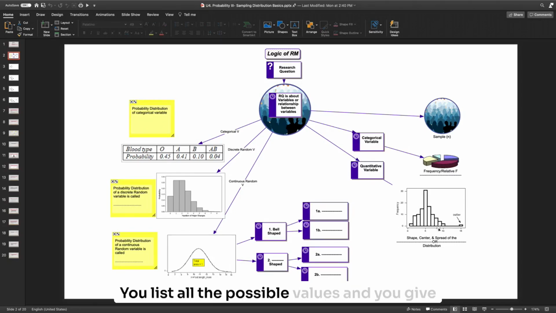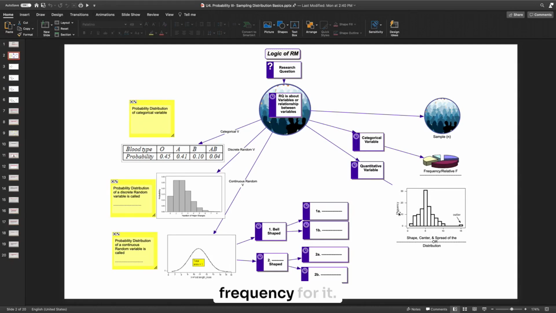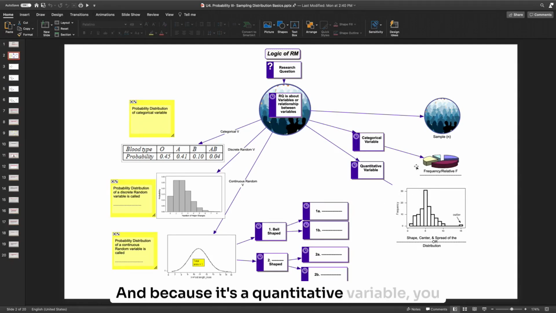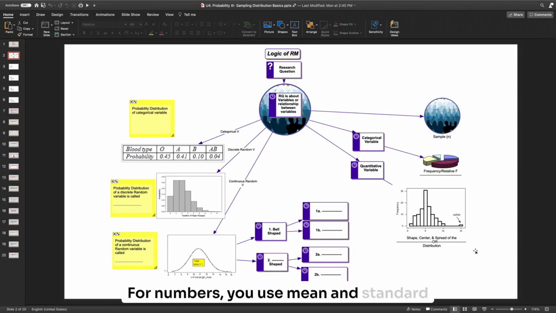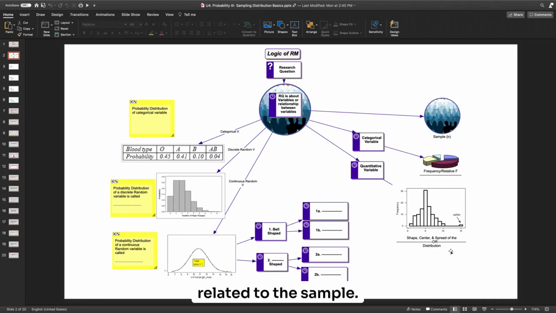You list all the possible values and you give the frequency for it. And because it's a quantitative variable, you try to summarize not just with the frequency distribution, you also use the shape, center, and spread. Remember? And this is through pictures. And for numbers, you use mean and standard deviation, or median and IQR. So remember all those things, those were related to the sample, right?